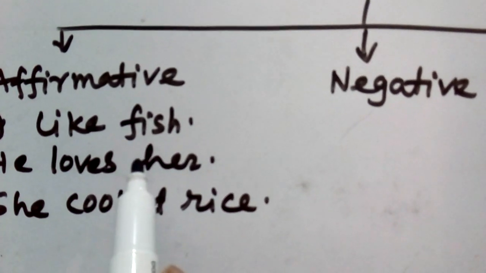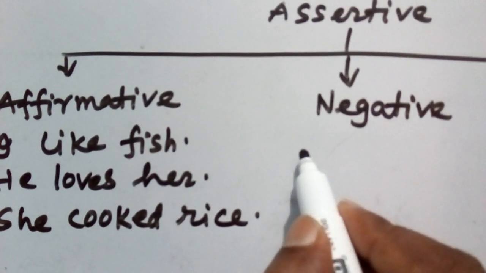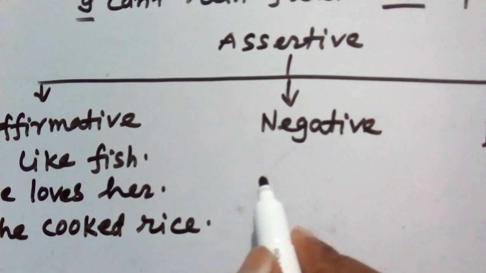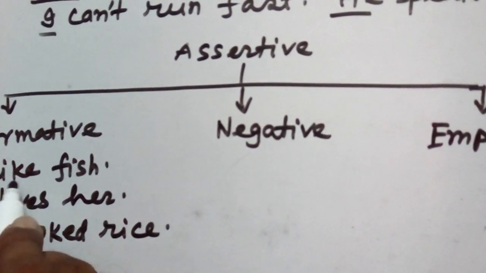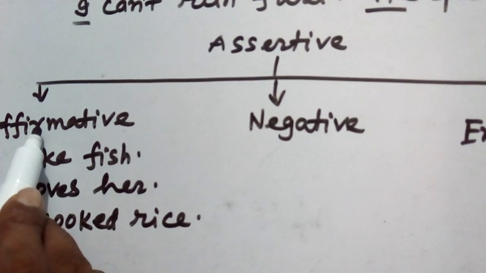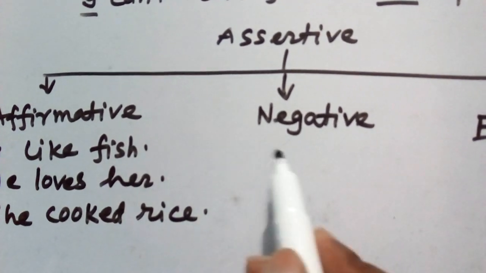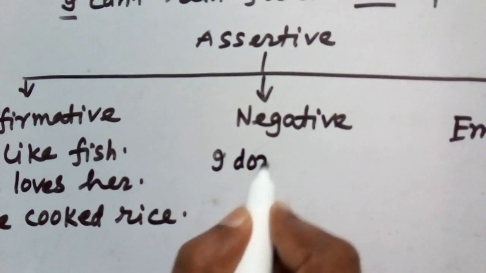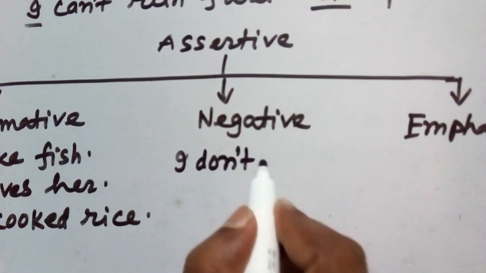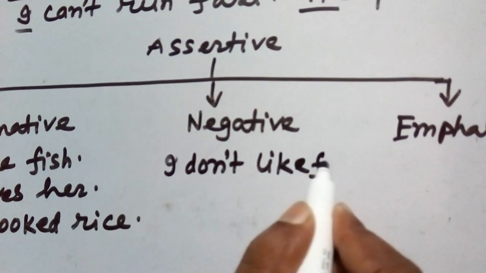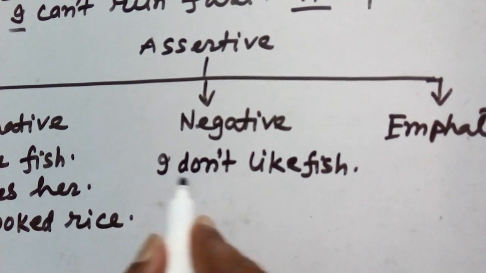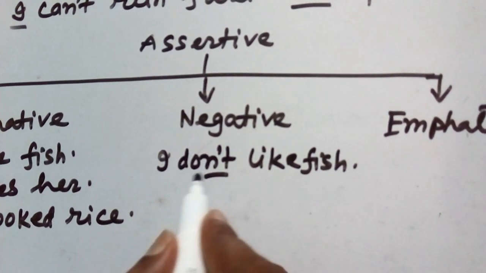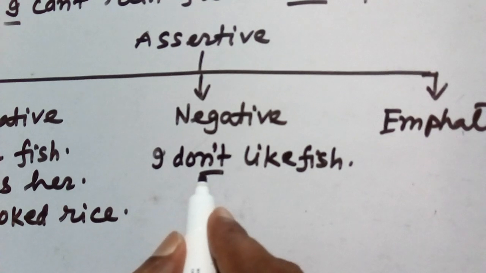On the other hand, negative sentence means the sentence that expresses any negative type of sentence, such as I like fish. I have written in affirmative sentence. So if we want to make that sentence into negative, so I don't or do not like fish. So not is used here, and it is contraction. So don't or do not, you can write anyone.